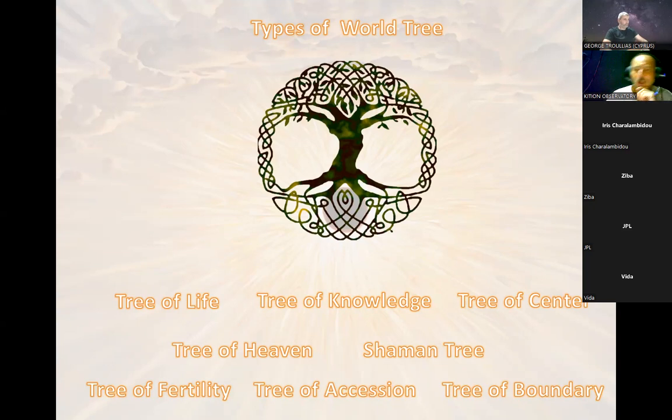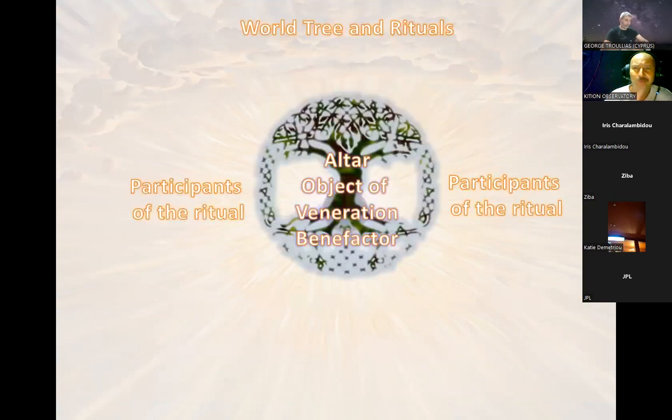Tree of life, tree of knowledge, for example, in Genesis in the Bible, tree of heaven, shaman tree, we already found it, tree of fertility, and so on. So there are many different types of world tree. Sometimes we say directly that it is a world tree, but sometimes we say that it is a tree of life, for example, or even a tree of death. So it does not matter what function it has, it's still connected with the tree of life, the world tree.